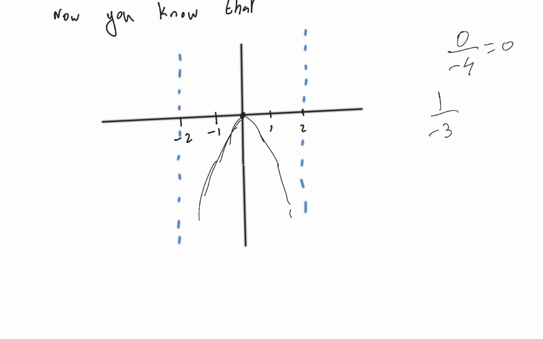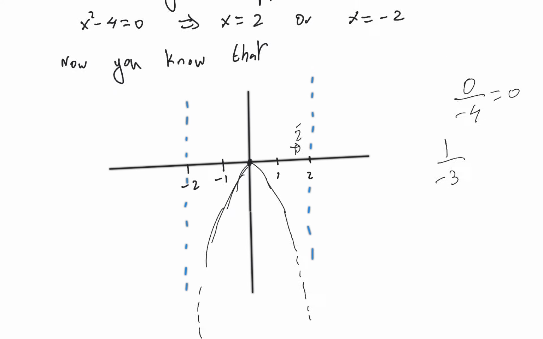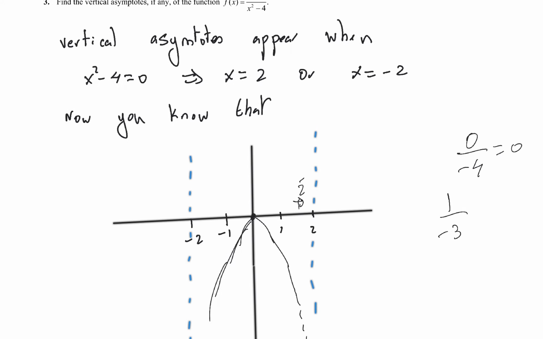As x approaches 2, the function will approach, when it approaches x equals 2 from the left, 2 minus, it will approach minus infinity. Here, when you are outside the asymptote, they will approach infinity, and it will be something like this.